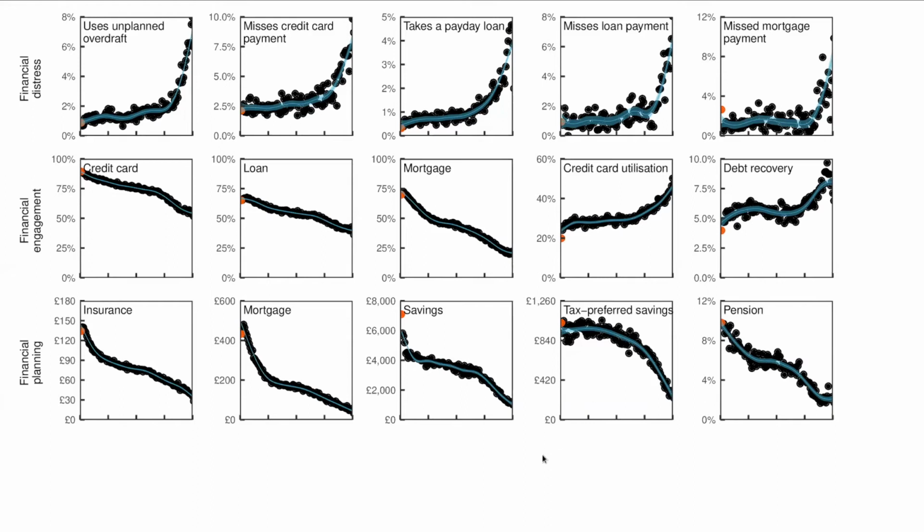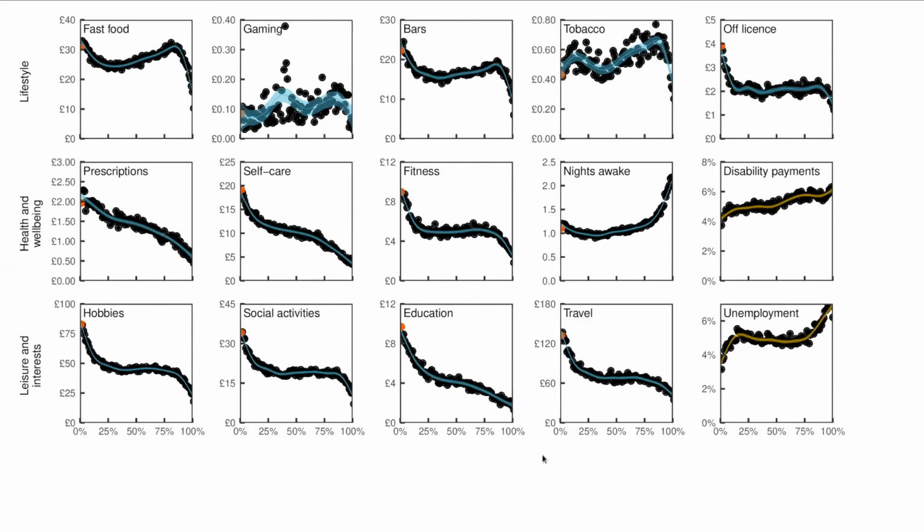So all of those things point to people who gamble more having worse financial circumstances. But we can make other inferences about these people. So we can see things about their lifestyle. There's a strange relationship with fast food and bars, where non-gamblers spend on fast food and then it decreases and then it increases and then it decreases again. We don't know why that is. We didn't get clear pictures for gaming and tobacco, but we can see that people are less likely to be using off licenses.